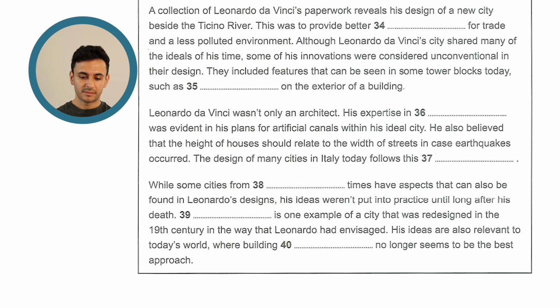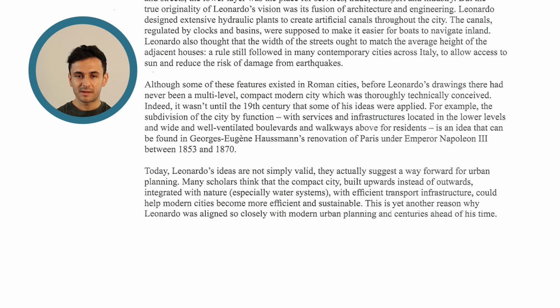And in the summary, where building no longer seems to be the best approach. So things used to be done in a certain way, but doing them in a different way is currently the best approach. So here it is asking me what no longer seems to be the best approach. I'm going to go back. What was the approach in the past? Think that compact city built upwards instead of outwards. So building upward means that you build in the up direction. Outward, you expand, so you take more footprint, you use more land.